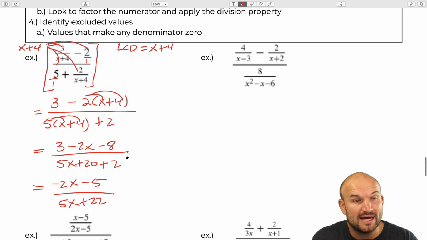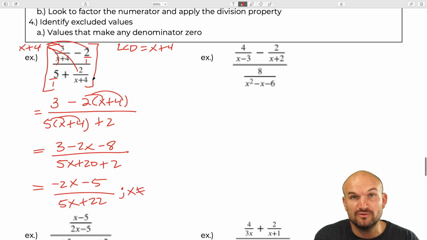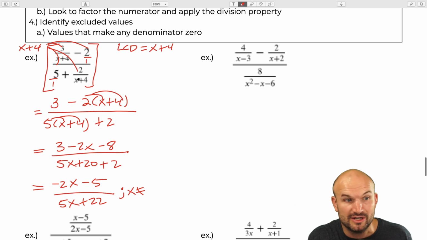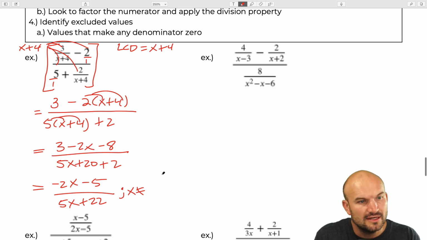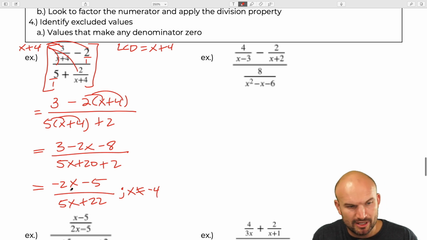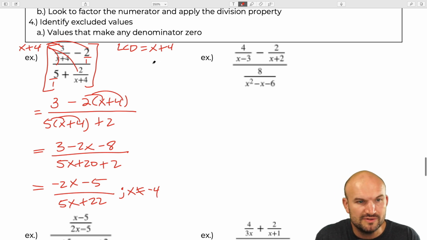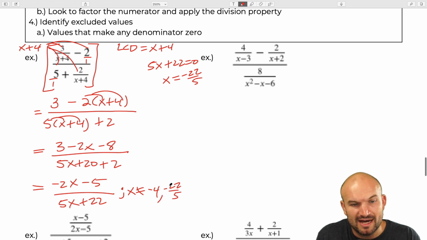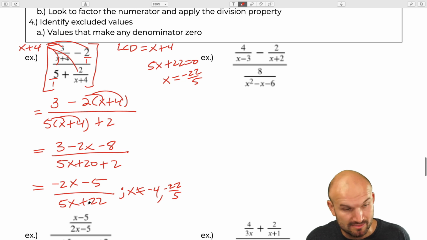Okay, and now we need to go back through our restrictions. So we say, all right, well, x cannot equal... Well, we see that x cannot equal negative 4, right? Negative 4 makes the denominator equal to 0, so can't have that. So x cannot equal negative 4. What about over here? In the simplified expression, if you set 5x plus 22 equal to 0, you would get x equals negative 22 over 5. So x cannot equal negative 22 over 5, right? That is our new simplified denominator.